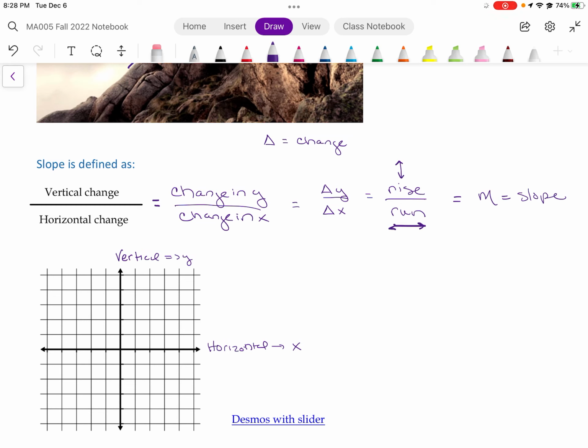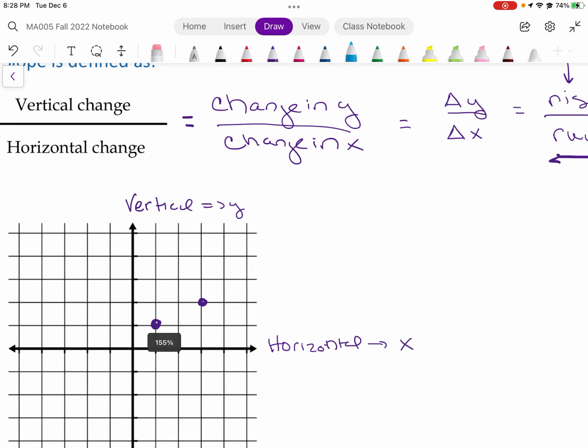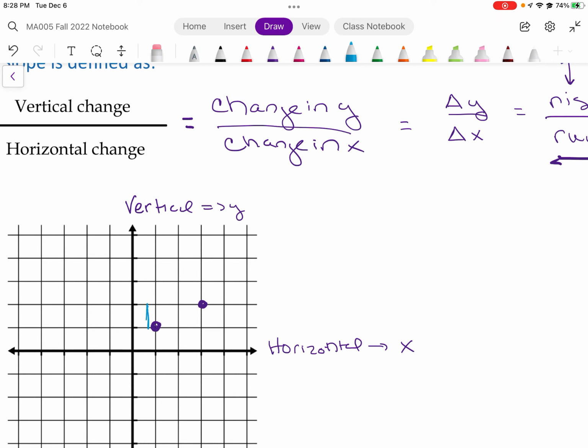Okay, so if I was looking for the slope between this point and this point, I would measure the rise, which is this direction. So the rise is going to be up 1. And then I would go right 2. So the run would be right, which is positive 2. So positive 1 over positive 2 is just 1/2. That is the slope of the line that would be formed joining those 2 points.